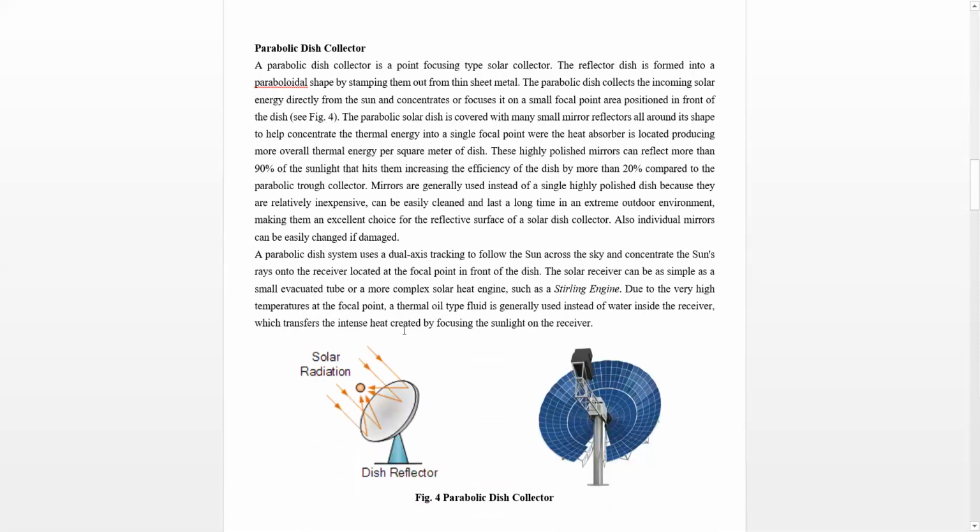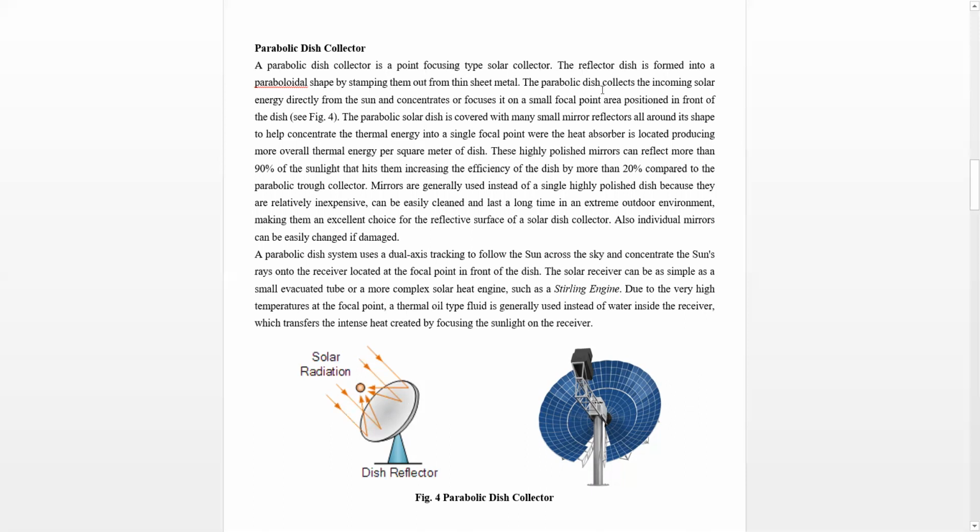Now, next is the parabolic dish collector. In case of the parabolic dish collector, this concentrator is of a dish shape, exactly the dish that we use in our households to receive the TV signals. So a parabolic dish collector is a point focusing type solar collector. It is point focusing because all the radiation is now focused to a point. The reflector is formed into a paraboloidal shape by stamping them out from thin sheet metal.